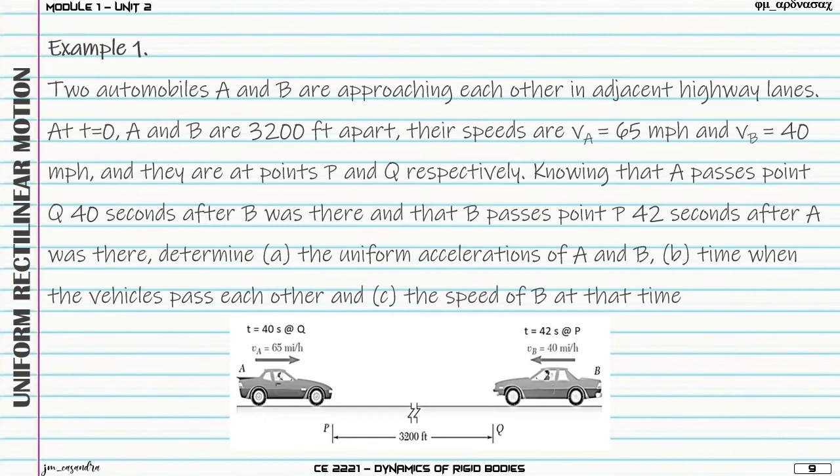So we have here a simple diagram of our scenario. We have here vehicle A moving at 65 miles per hour at point P. After 40 seconds, it will now be at point Q. And for vehicle B, it started at point Q, moving at 40 miles per hour, and at 42 seconds, it is now found at point P. And we have the distance between P and Q here.